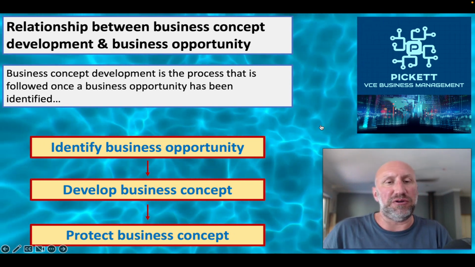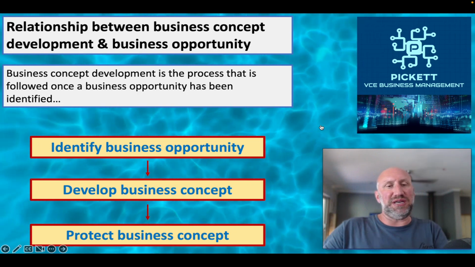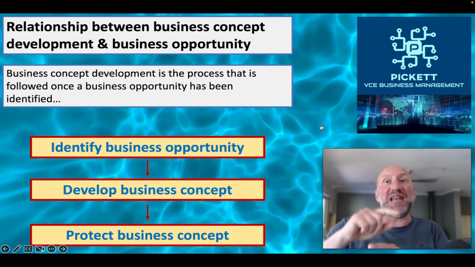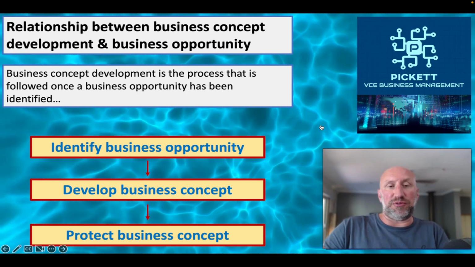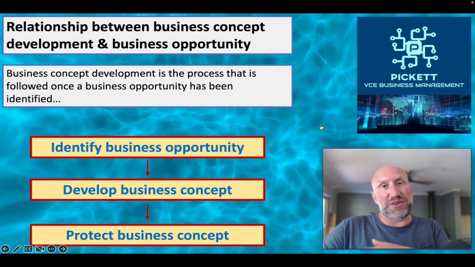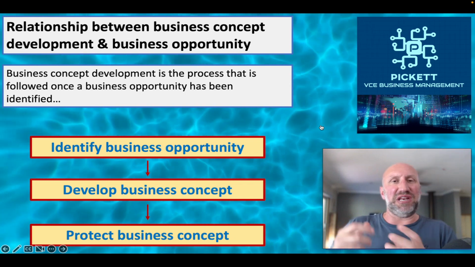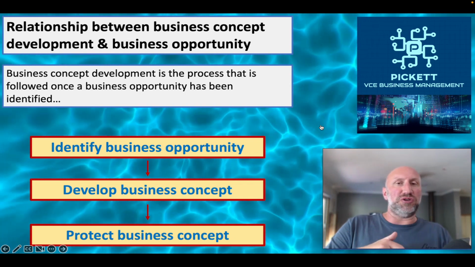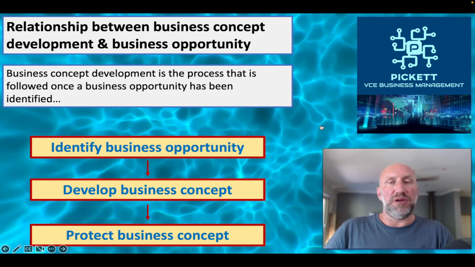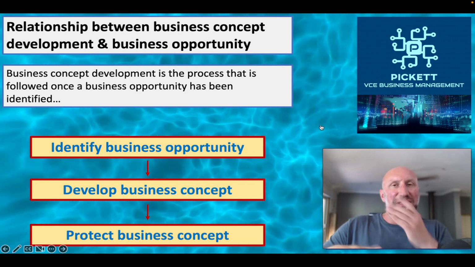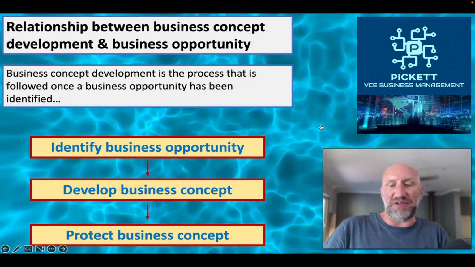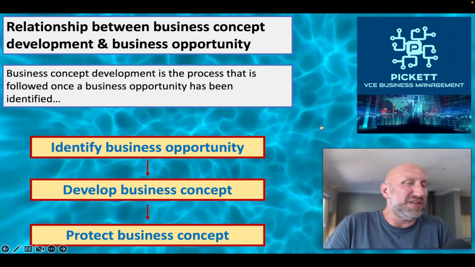This is the flow. So starting with an opportunity, we then develop it, and then we go through the process of protecting any aspects that we think need protecting via the means that we just talked about. Okay, so that's a relationship between opportunity and concept development. Opportunity comes first, and that turns into a process of developing a business concept. It's as simple as that.